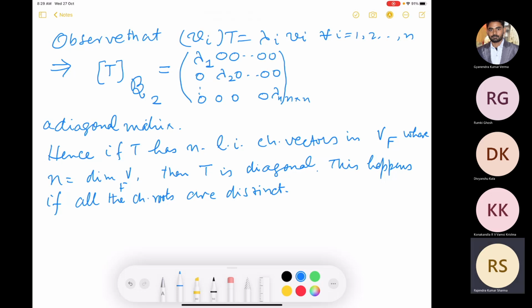But does it mean that every time it happens? No, definitely not. There are linear transformations which are not diagonalizable. We had already seen an example. The matrix version is correspondingly for matrices. A matrix is similar to a diagonal matrix, and we say that A is diagonalizable if there exists an invertible matrix C such that CAC inverse is diagonal.